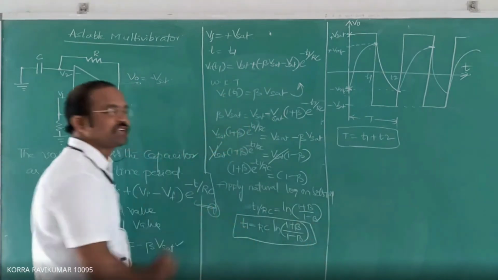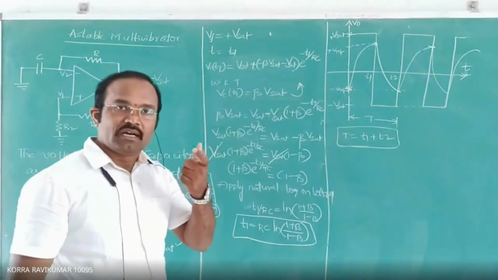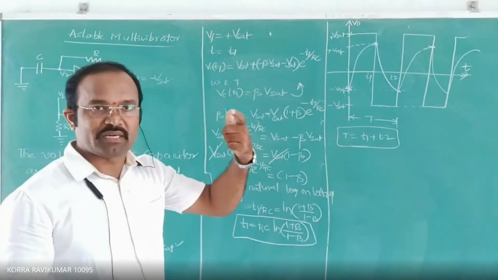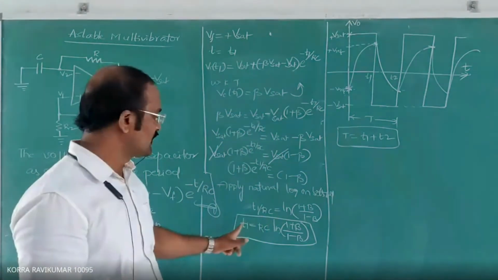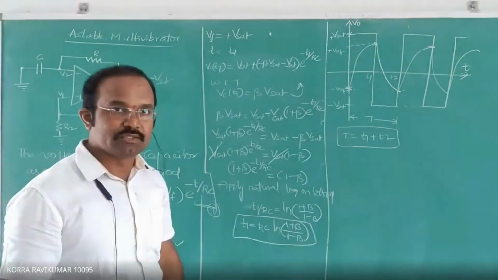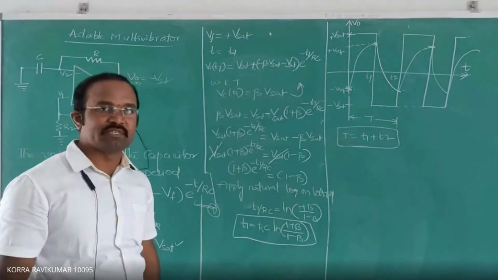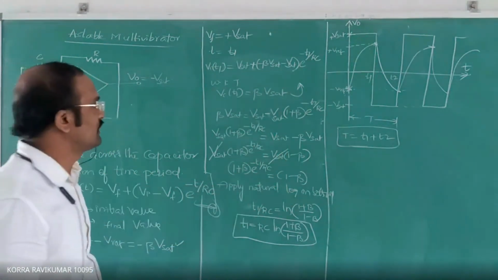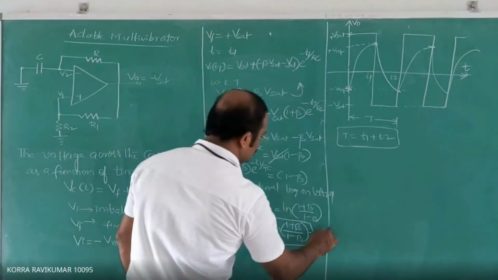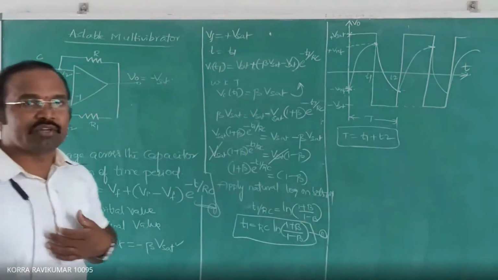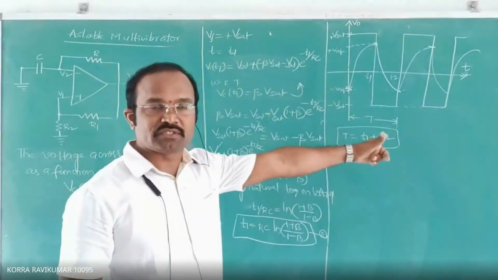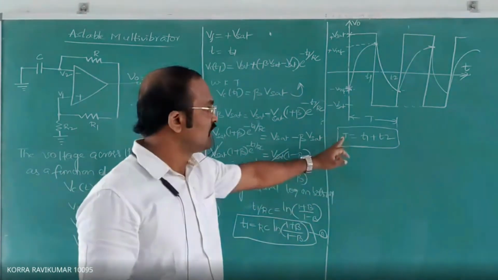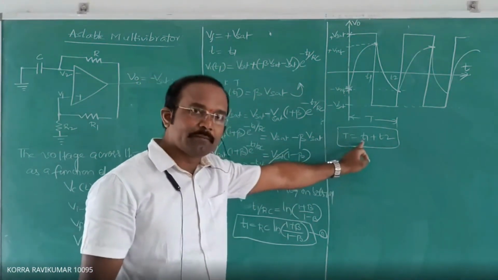This is the half time period of the first square wave, the first positive cycle or charging time period of the capacitor. T1 is equal to RC into natural logarithm of 1 plus beta by 1 minus beta. This is condition 1. What is the equation number for this? Let us give it as 2. Equation 2. But what do we want here? To get the total time period of this charging and discharging time of the capacitor. To get that, capital T is equal to T1 plus T2.